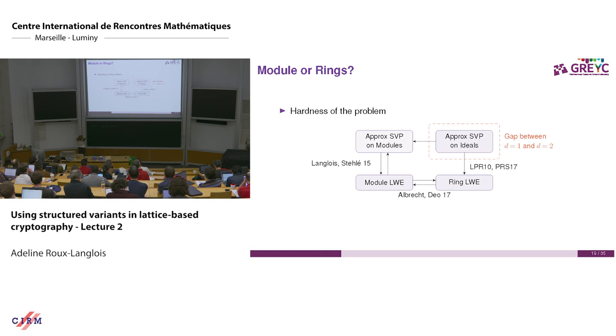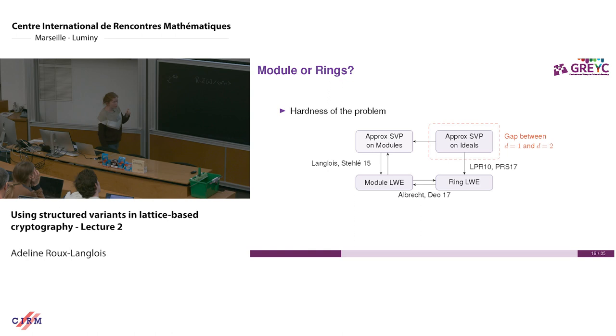Between module LWE and approx SVP on modules, there is an equivalence in difficulty. You can do the reduction in both ways, meaning that if you learn how to solve one of those two problems, you have directly an algorithm to solve the other one. And it's not the case for approx SVP on ideals and ring LWE.